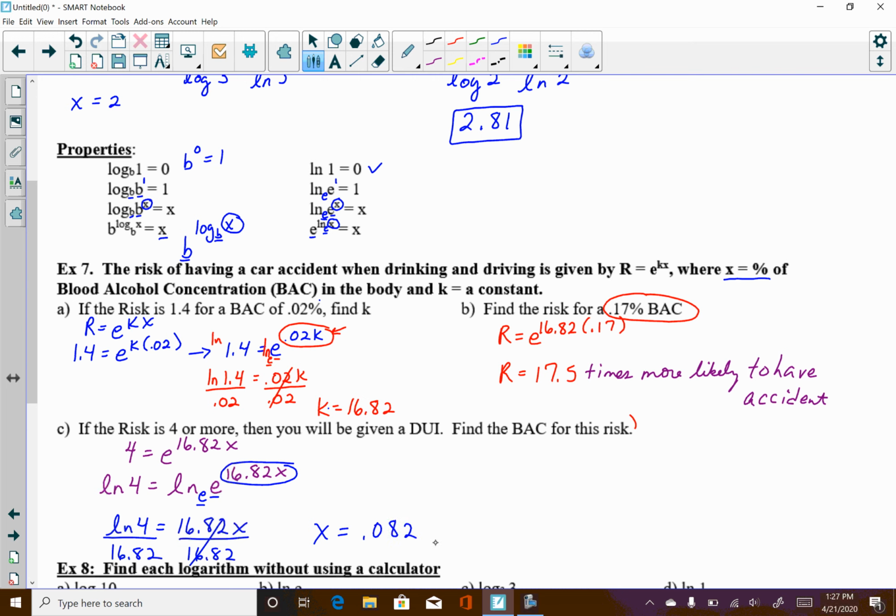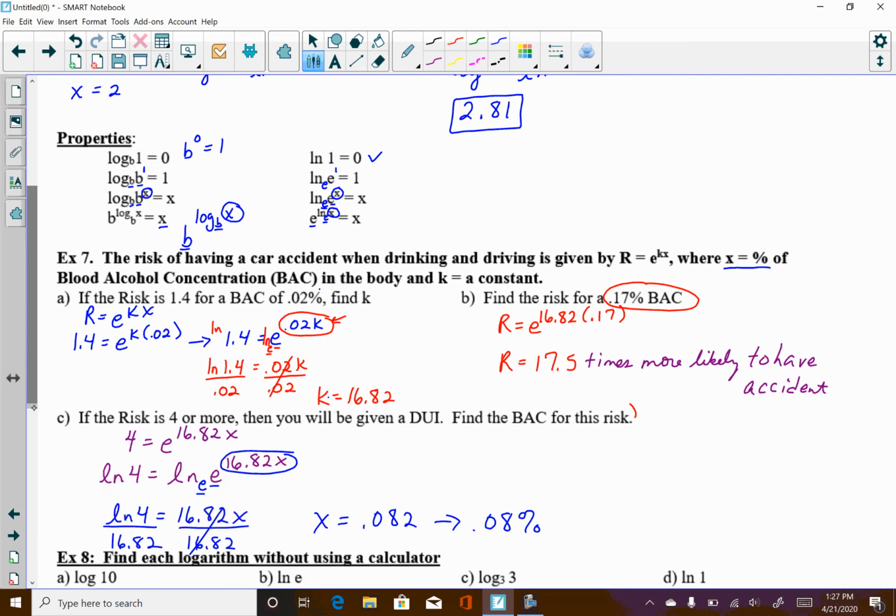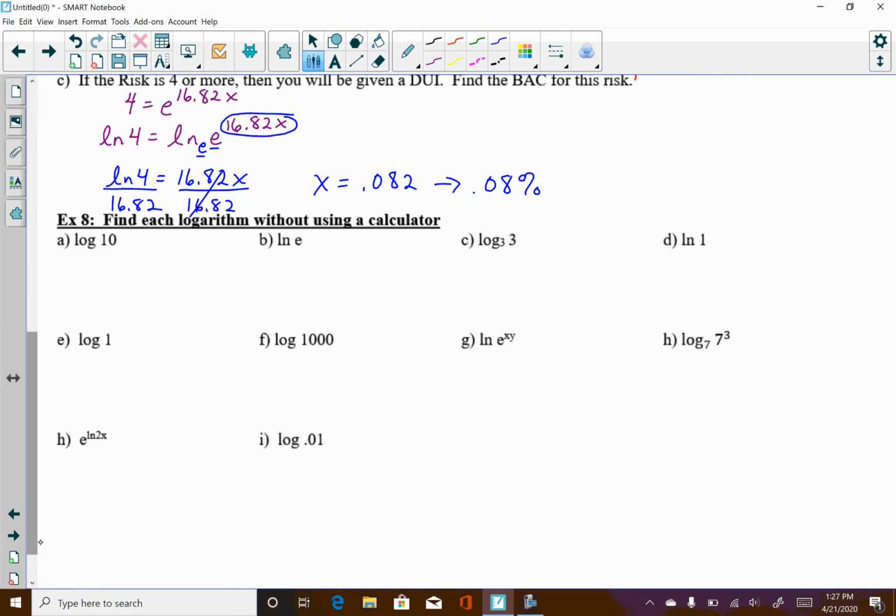So basically that's your 0.08%. You're essentially above 0.08 at that point, which is, like we said, above the legal limit. All right, so we move on down to example 8. It says find these logarithms without using a calculator.